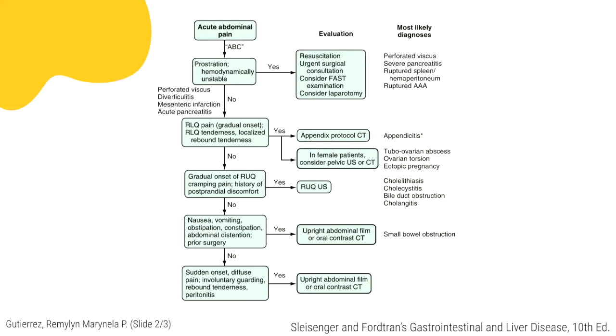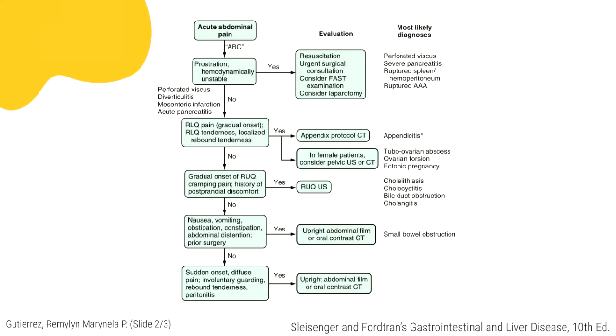So, shown here is an approach to the urgent evaluation of abdominal pain, wherein specific complaints and physical examination findings are coupled with appropriate radiologic imaging. The examination begins with an assessment of the patient's appearance and airway, breathing, and circulation. If the patient shows prostration or is hemodynamically unstable, then we should proceed with resuscitation and urgent surgical consultation.